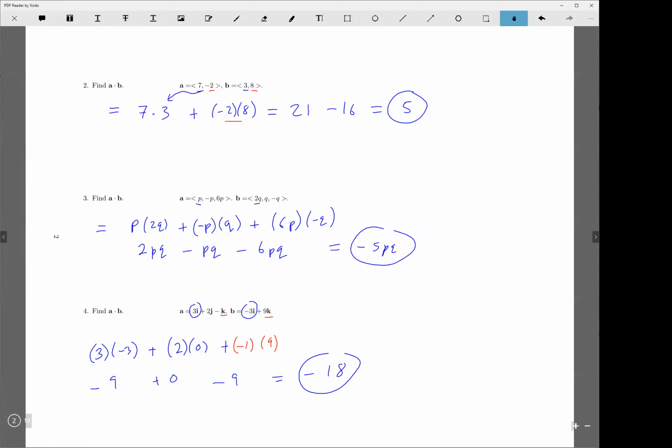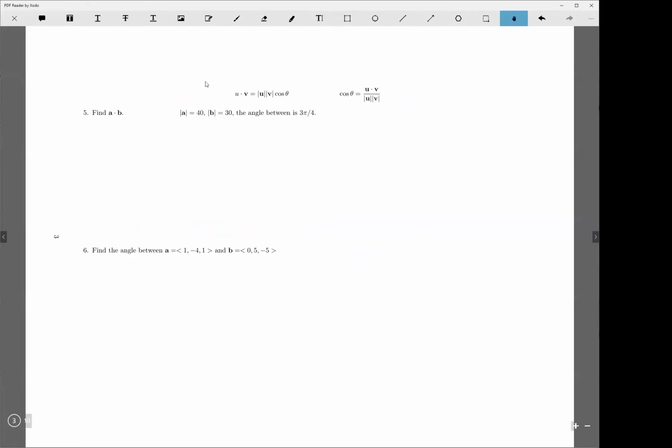Okay, so for the next problems, we introduce this formula right here. The angle between two vectors is related to the dot product. The dot product of two vectors is equal to the product of the magnitudes times the cosine of the angle between them.